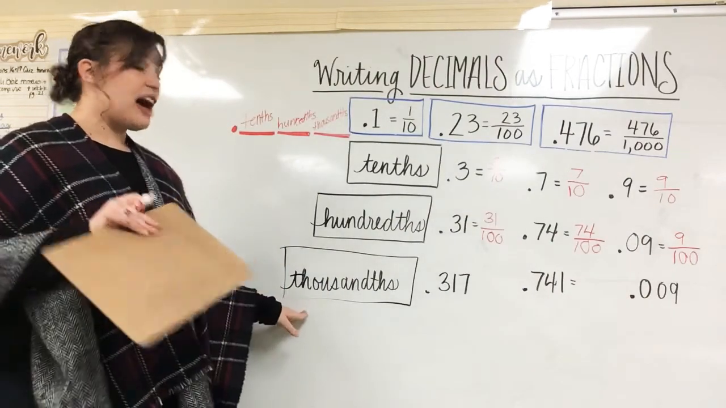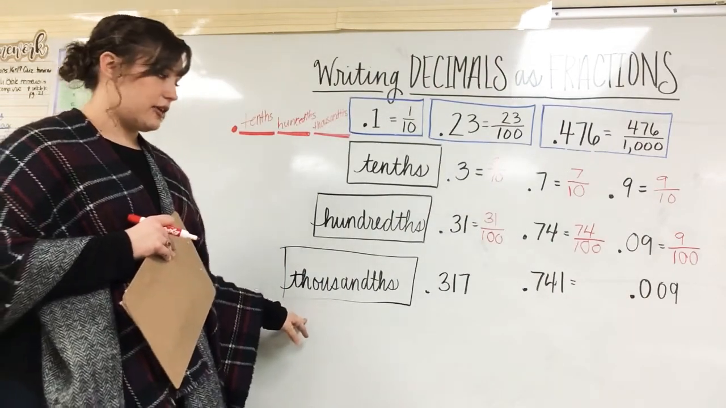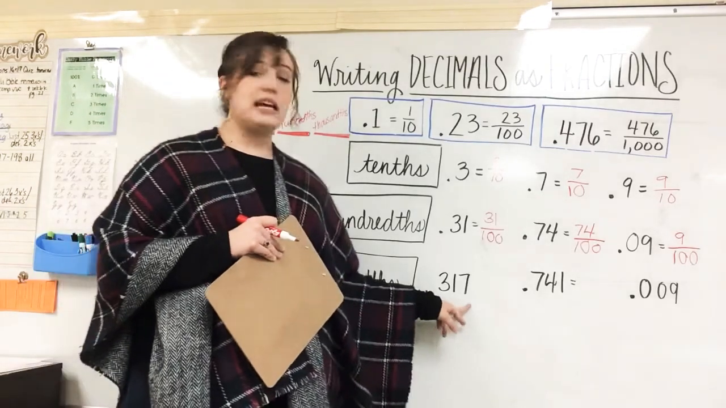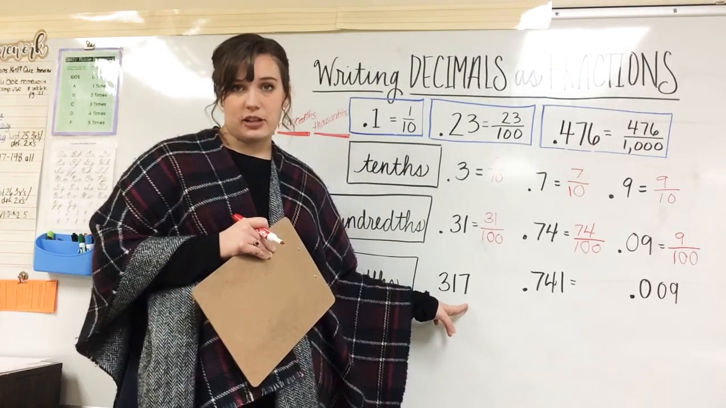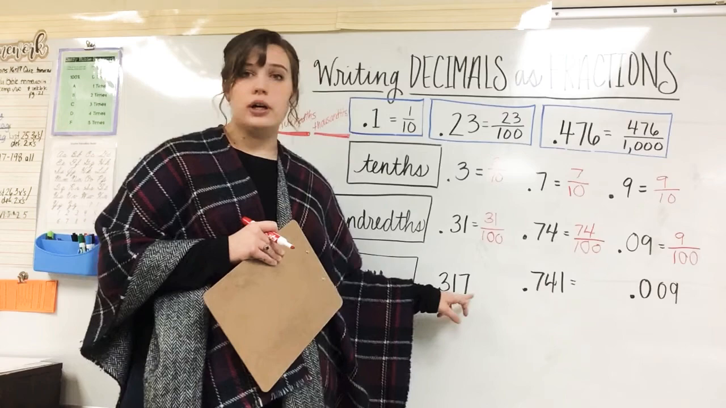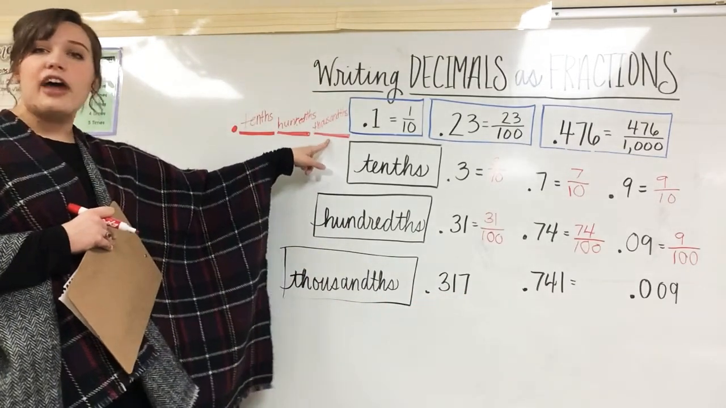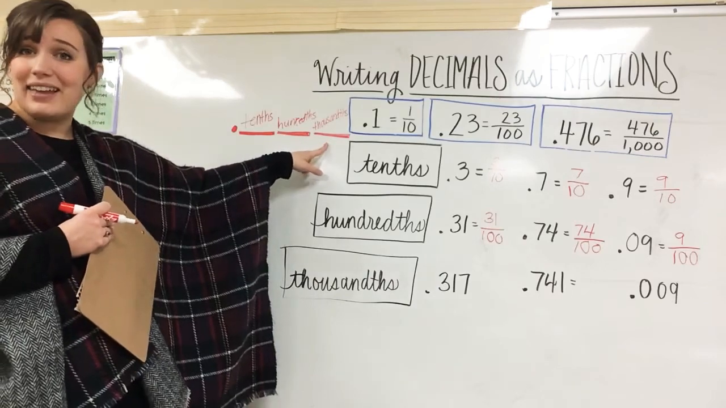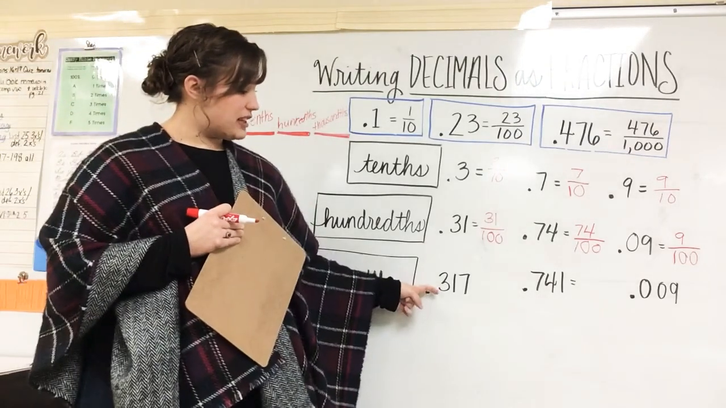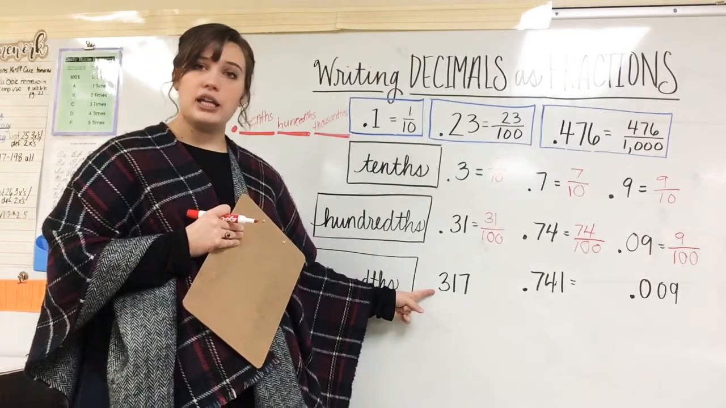Okay, let's go down to the thousandths. Let's do the thousandths together. 0.317, there's how many places after the decimal point? 1, 2, 3. 3 places. So we're going to be working with the thousandths. Remember, we just tack it on there as we say it. Forget the decimal point when we're reading it this way.